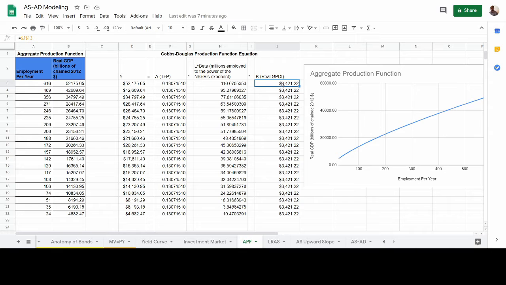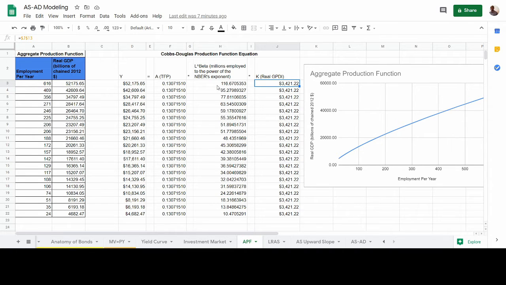The K in the equation is real gross private domestic investment, or the investment in capital in the economy that we assume in this case is real GPDI. This is just a value for capital, and you can see in our equation we assume it's basically a constant, that it's always this $3.4 trillion of capital.